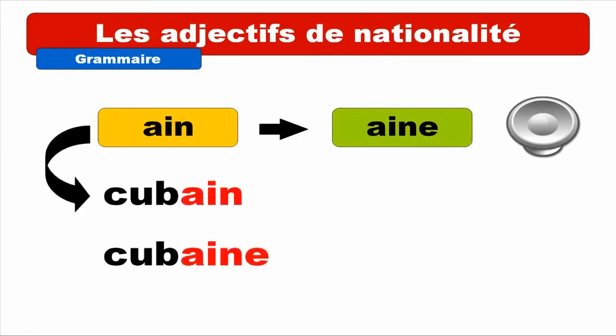Cubain, repeat. Cubaine. Okay, so you can see these small icons next to N. It's a speaker, loudspeaker, so the idea is that it indicates to you that the sound is changing.